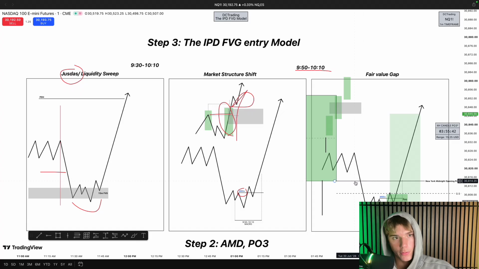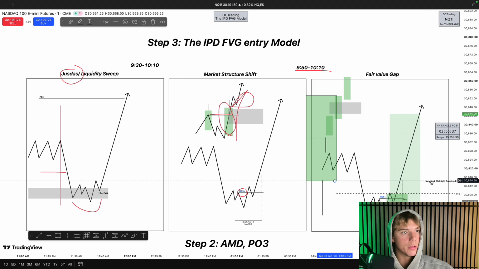Now, an example for New York midnight opening price is if you are bullish, you want price to be under New York midnight opening price. If you are bearish, you want price to be above New York midnight opening price.